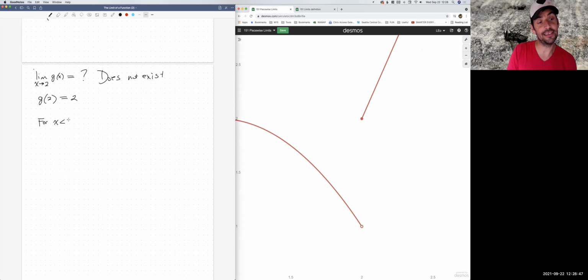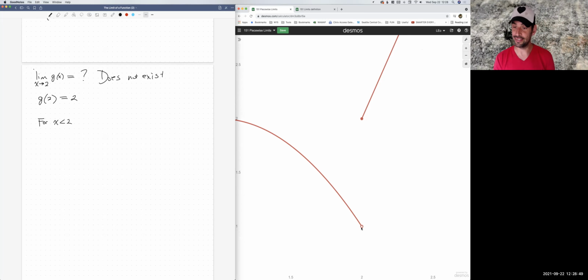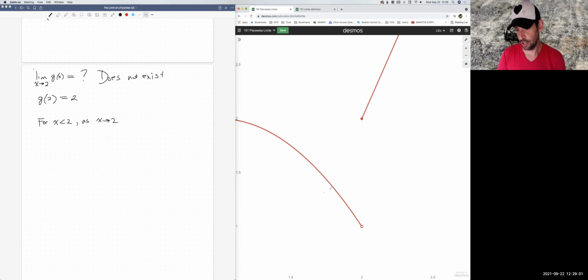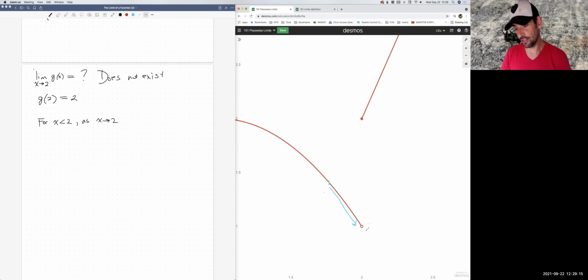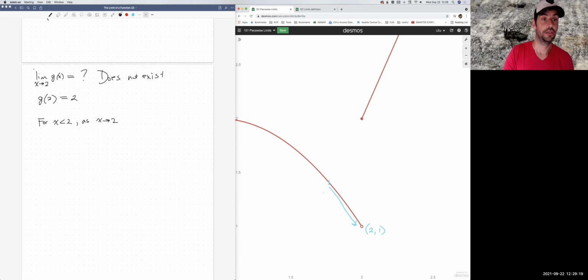for x less than 2. So I'm looking to the left of this jump point in our graph. As x approaches 2, so that means I'm only caring about approaching in this direction, right? Traveling this way. So I'm putting in x values close to 2, but below it and getting closer to 2. We see the function does something very clear. It's decreasing and looks like it's approaching the point (2, 1), right?